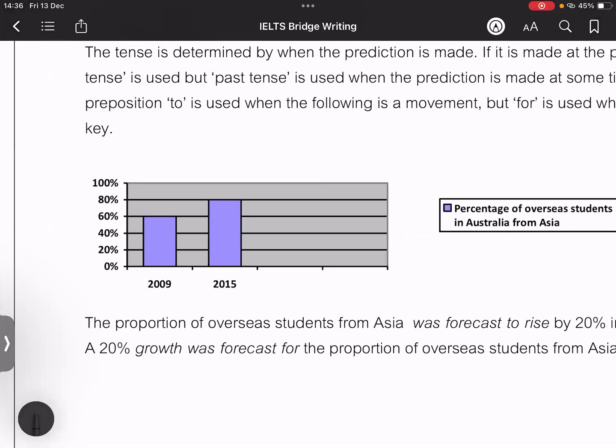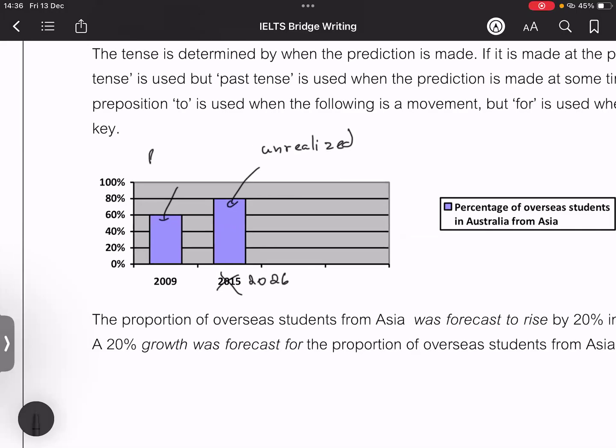Let's just change this year to maybe 2026. So this quantity is not yet realized. This is called unrealized quantity. But the quantity in 2009 is known as realized quantity. It's already known, it's already happened.